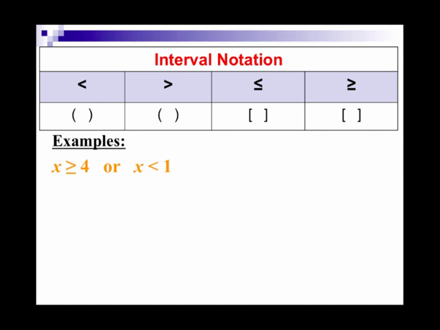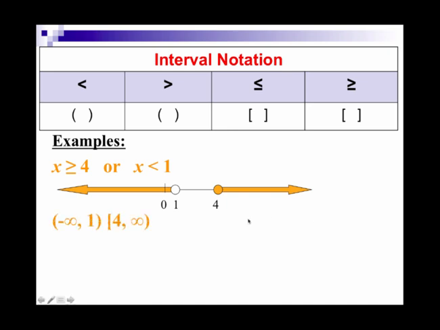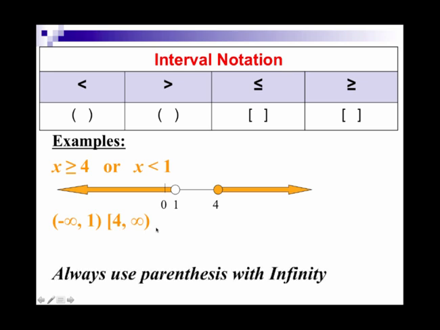With the or statements, if we had something like x is greater than or equal to 4 or x is less than 1, we'd graph it on a number line, and then again in interval notation we'd have the interval from -infinity up to 1, and then we'd go from 4 up to infinity. Always use parentheses when you're approaching infinity.